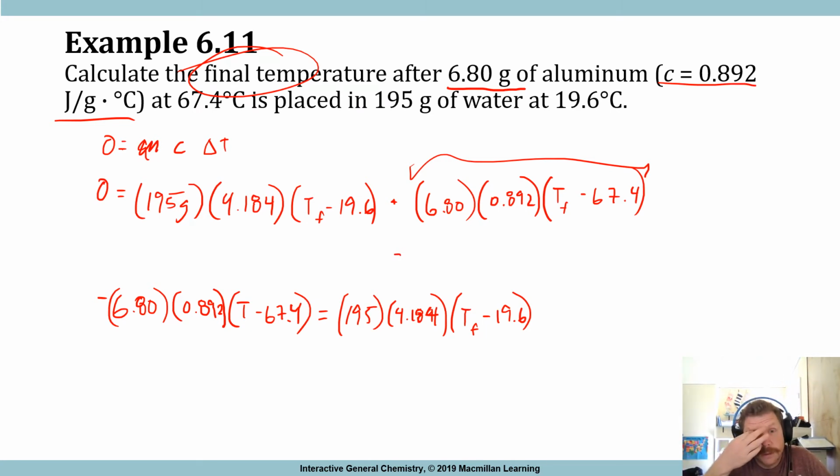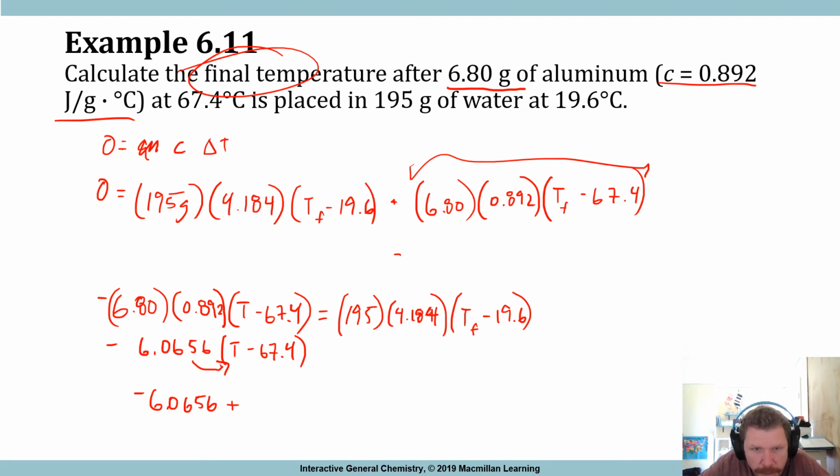So I'm going to say 6.80 times 0.892 is equal to 6.0656 multiplied by T minus 67.4. And this is still a negative out here. So then I will get negative 6.0656, and I'll distribute this, so that will be T sub F, added to, let me erase this real quick so it's a little bit more clear.